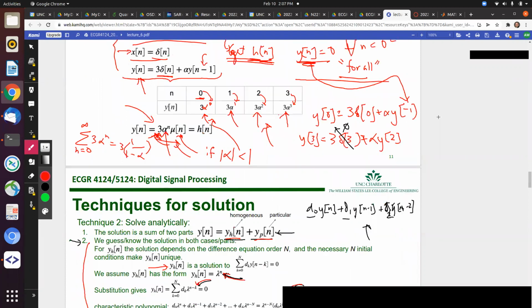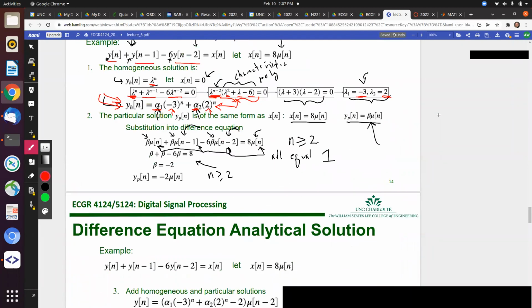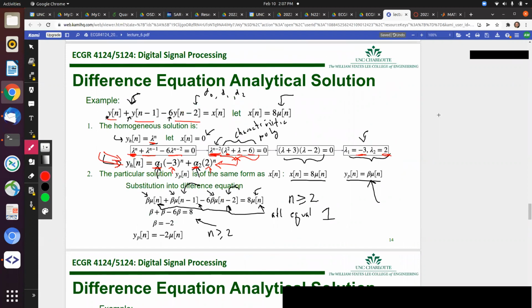So we're kind of solving a lot of problems as we go. Hopefully that all makes sense. The particular solution. In this case, we have a specific value for x of n. It is not the delta function, it is the step function. It is in fact 8 times the step function. We know that the format of the output will be the same as that of the input, but multiplied by a value that we do not know. So we're going to call it beta. The particular form of the solution is the same form as the input, but with an unknown coefficient, the method of unknown coefficients.